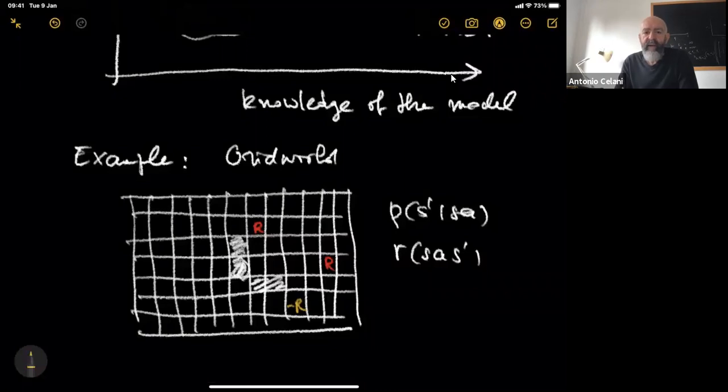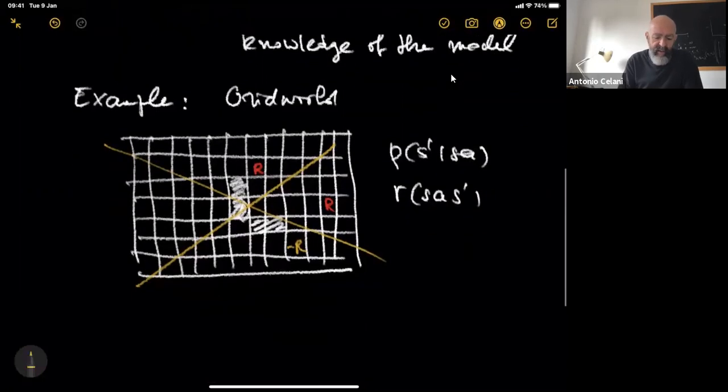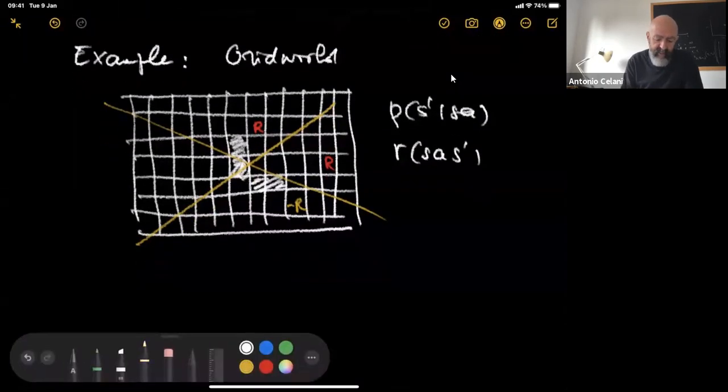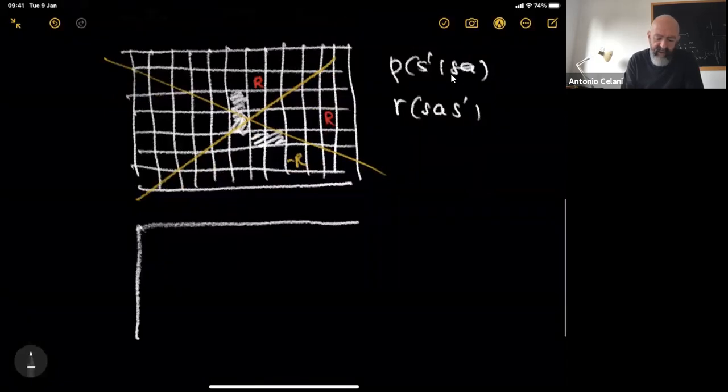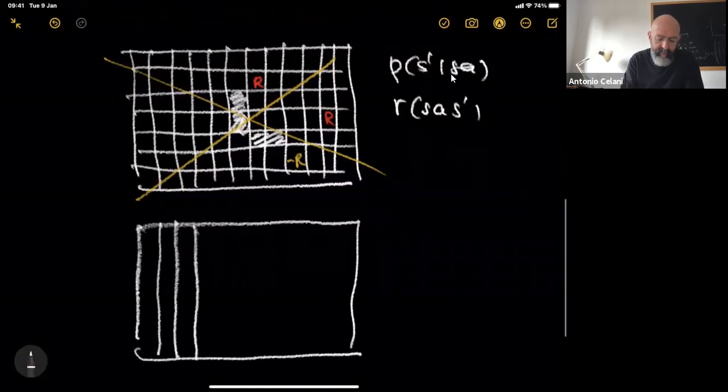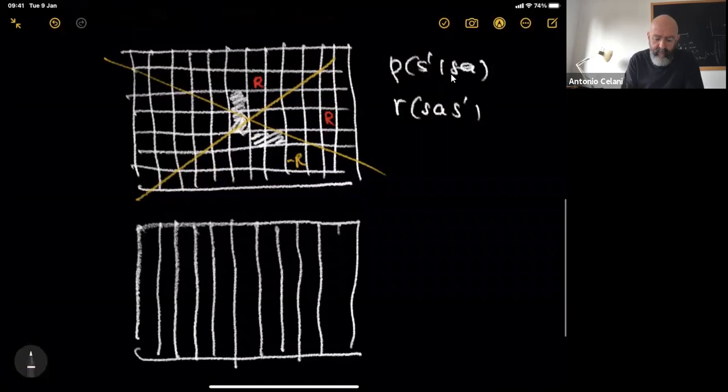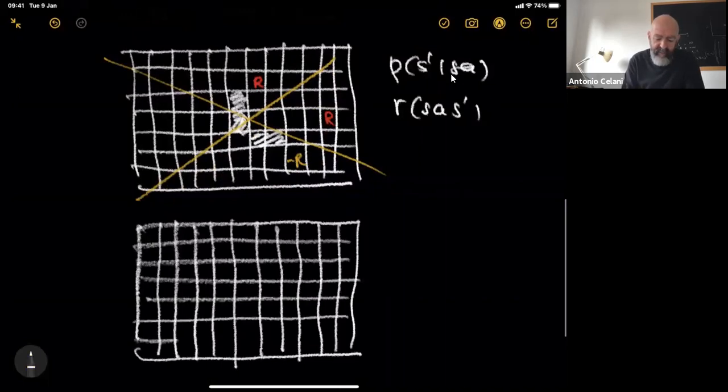Now, model-free learning and control for grid world means that you don't have this map. Okay, your map has no feature at all. So forget about this. You have nothing like this. You just have an empty map. This means that what you have in your hands at the beginning is just this grid. Okay.